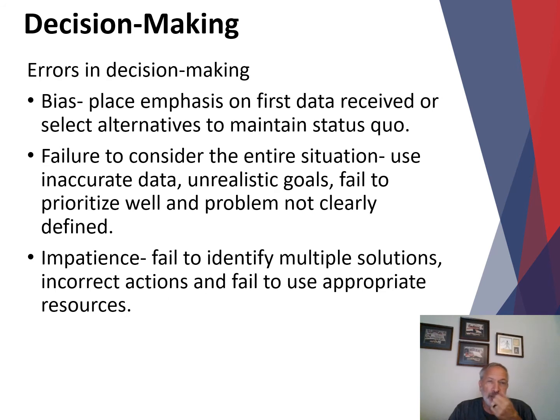There's errors in decision making, and that's kind of what I was alluding to. There's bias, that we tend to believe the first idea is the best idea. Failure to look at the whole situation and to know that so many things affect what's going on. What's the backstory in a particular situation? And sometimes people are just impatient and they want to make a decision even if it's the wrong decision.